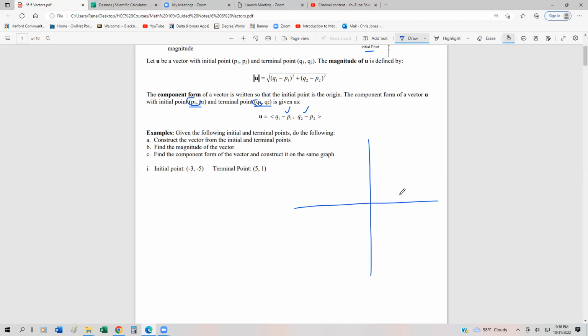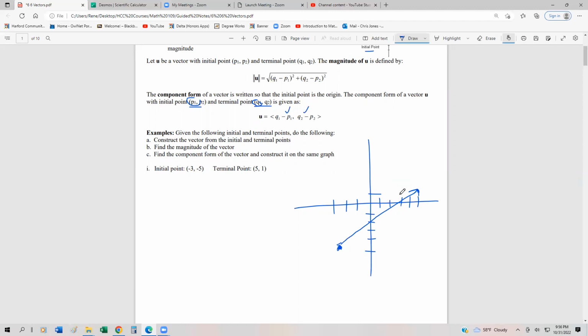So here's our Cartesian plane. We have the point (-3, -5). This is our initial point. And then the point (5, 1) is going to be the terminal point. So this is what our vector would look like. Now notice it doesn't pass through the points, it just touches those two points. And so that's what the vector would look like constructed.